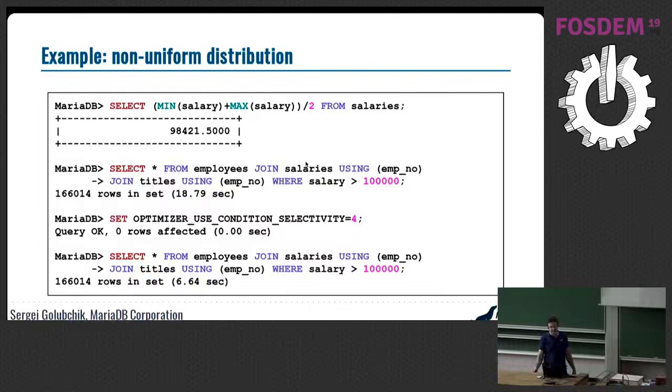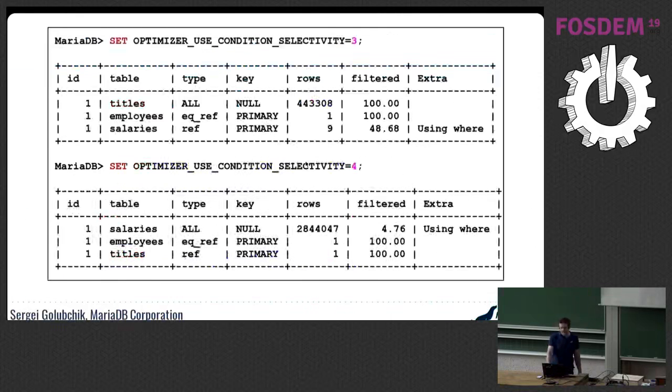Again, after churning some data, MariaDB returns a result in 18, 19 seconds. But if we enable the use of histograms by setting optimizer_use_condition_selectivity equals 4, we'll get the same result 3 times faster. Again, why is this happening?